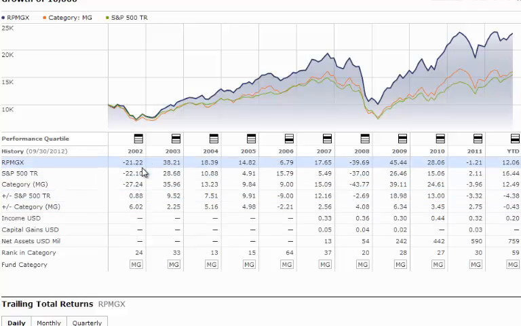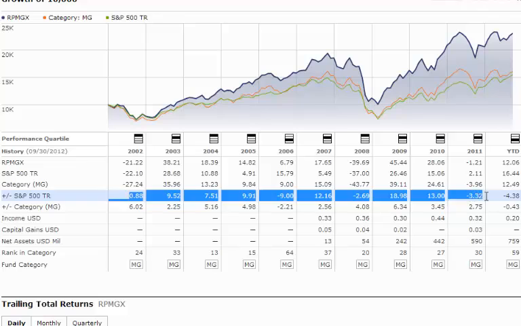So you can see going back several years, in 2003 it earned 38, then 18, 14, 6, 17, had a bad year in 08 but rebounded well in 09, great year in 10, struggled in 11. Year to date in 2012 looks very strong. And you can see it compares very favorably to the S&P 500. Most years beating the S&P 500 by a considerable margin.